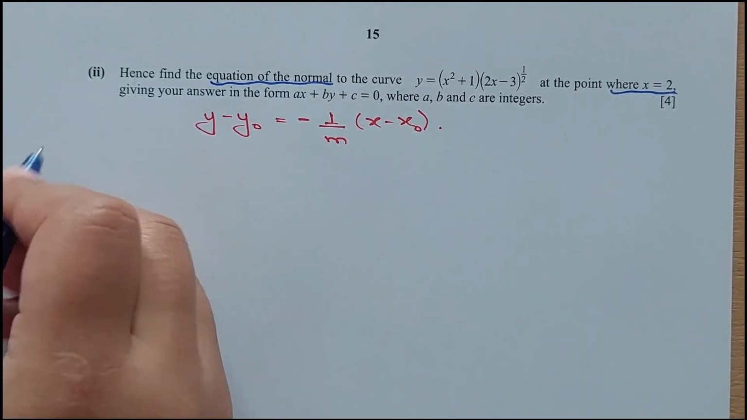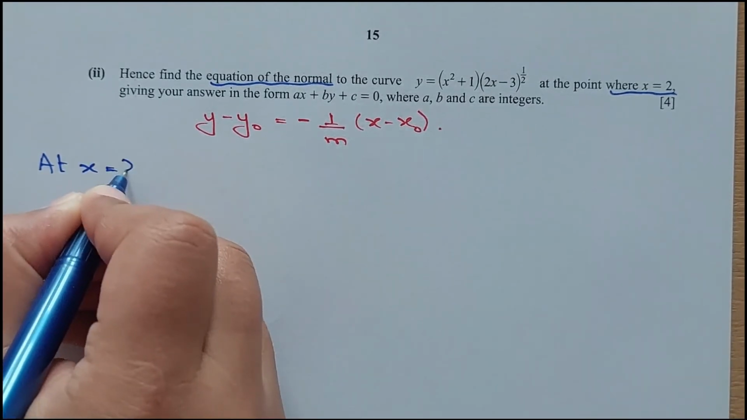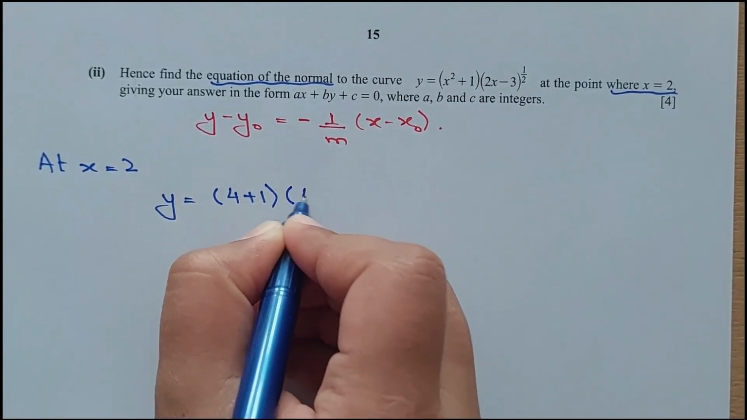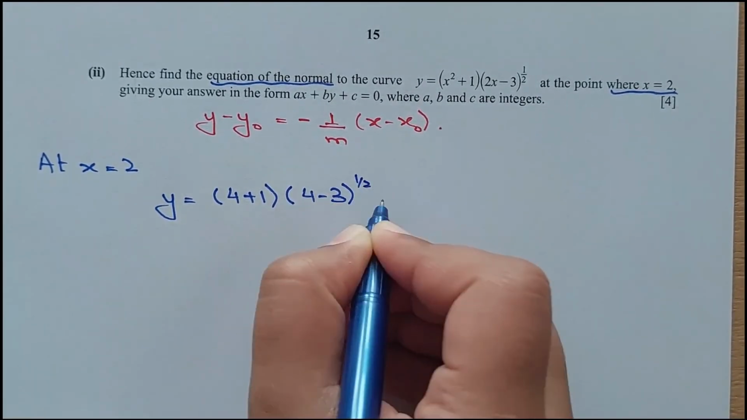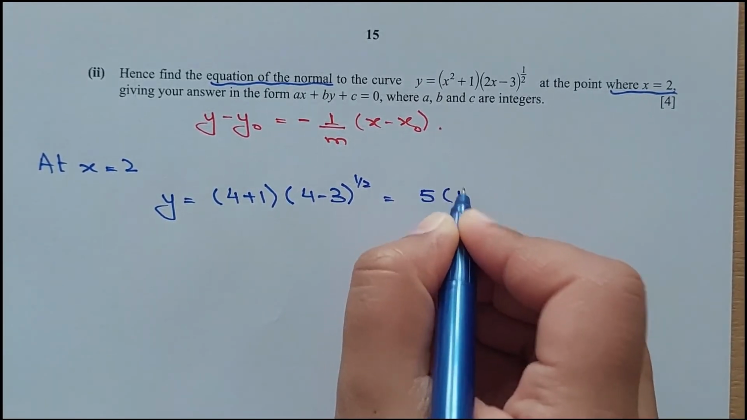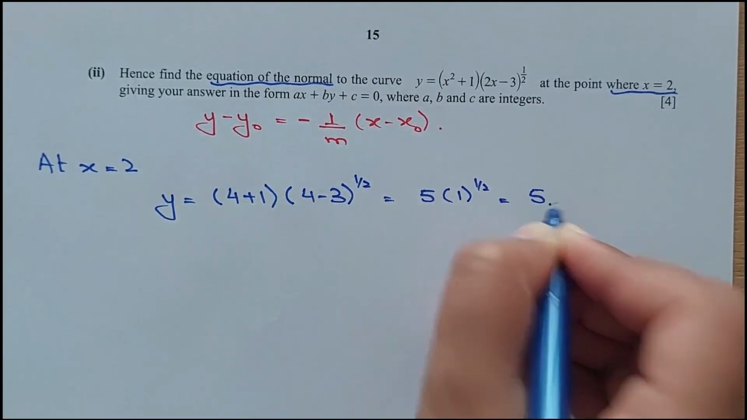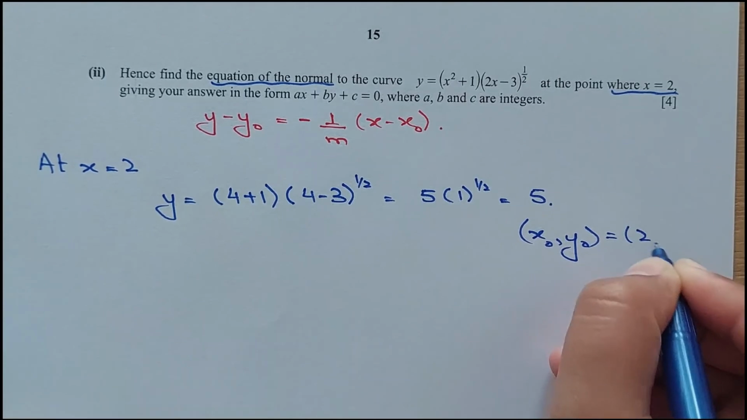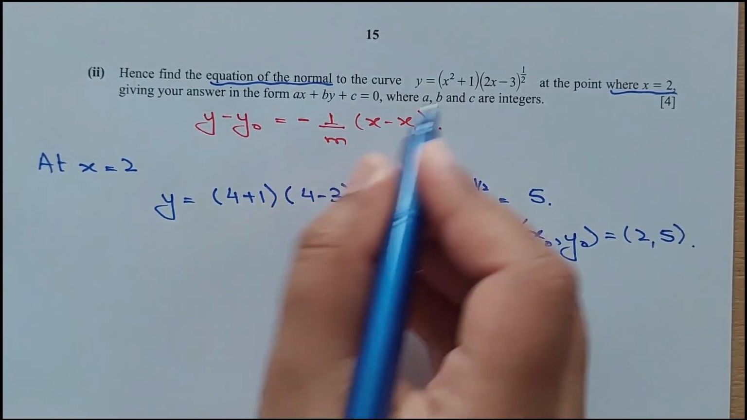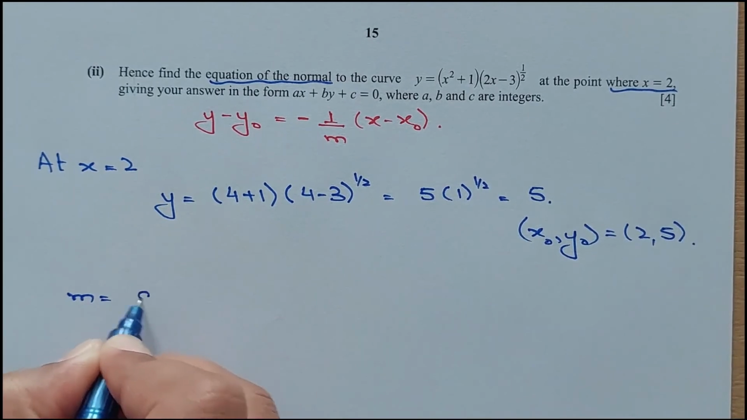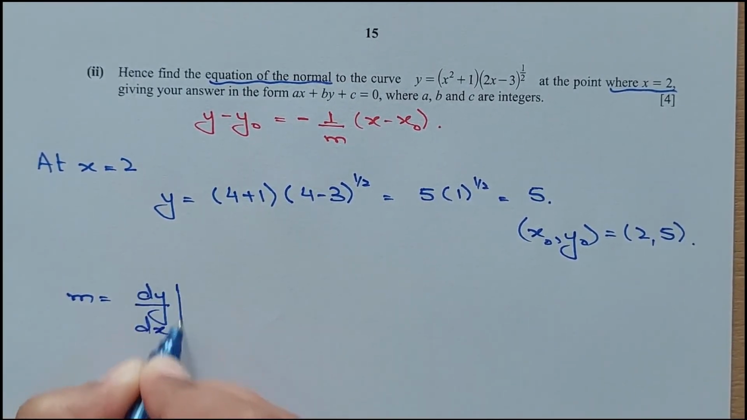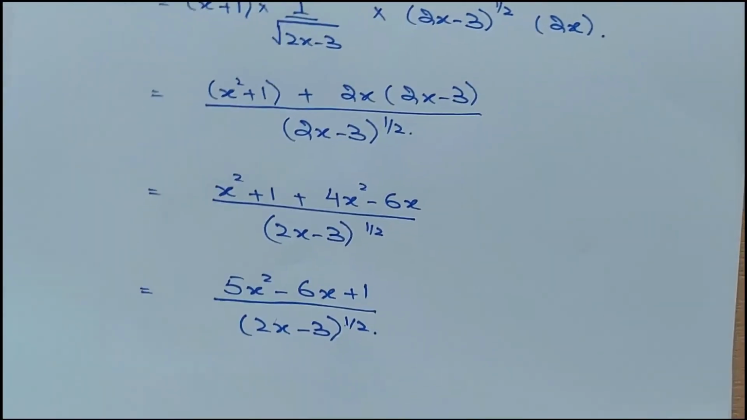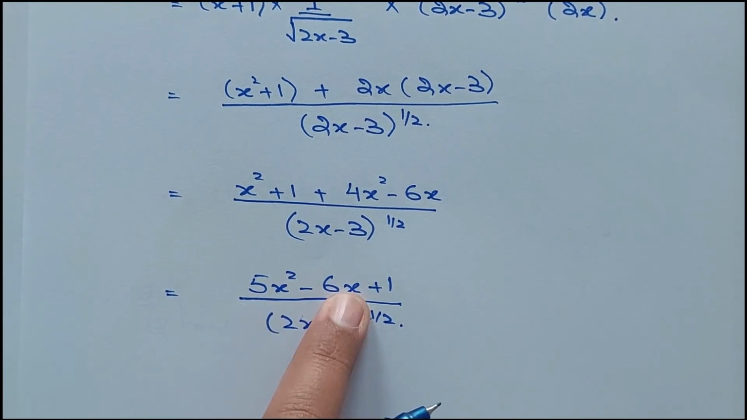So just substitute over here. What is y? At x equals 2, y equals 2 square is 4 plus 1, times 2 times 2 is 4 minus 3, power 1 by 2. That 4 plus 1 is 5, and 4 minus 3 is 1, square root, so this is just 5. So we have the point x naught, y naught, that is 2, 5. Right, m is the derivative, the slope. M is basically dy over dx at x naught. So we got the derivative from the first part, that is equal to this. So I'm just substituting x equals 1 here, right?